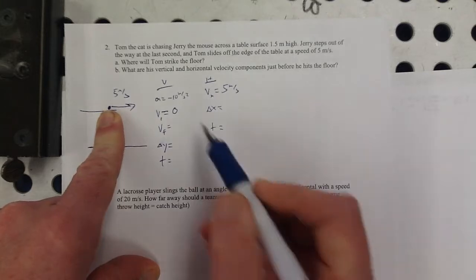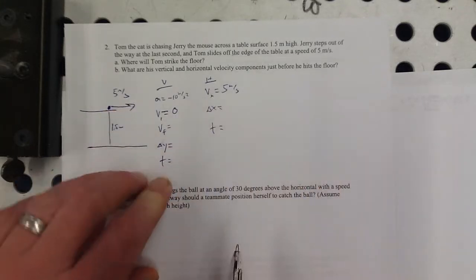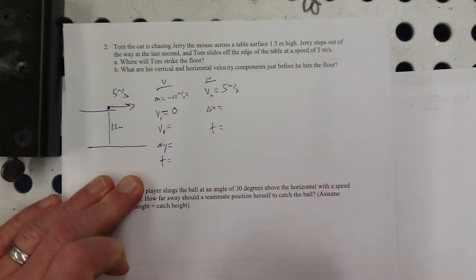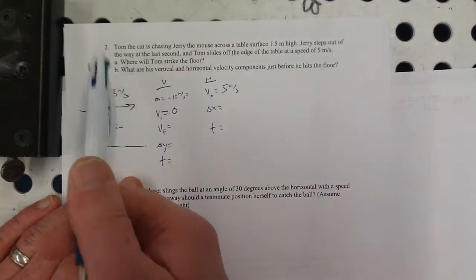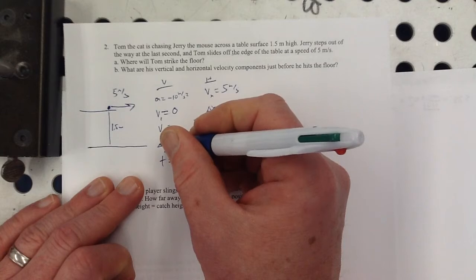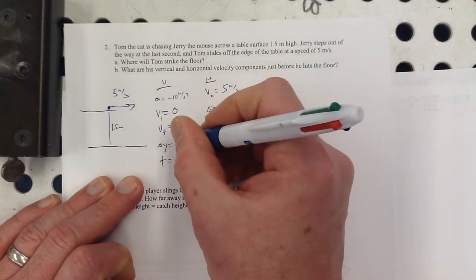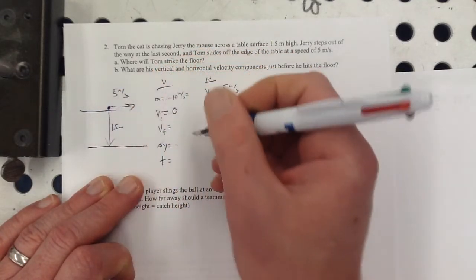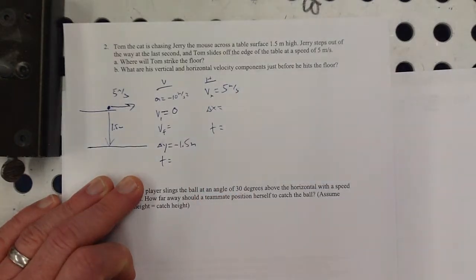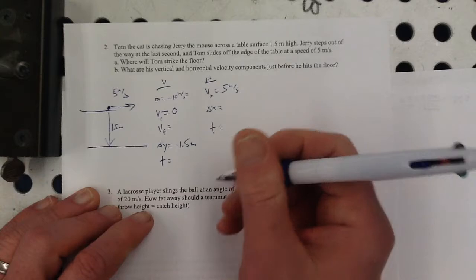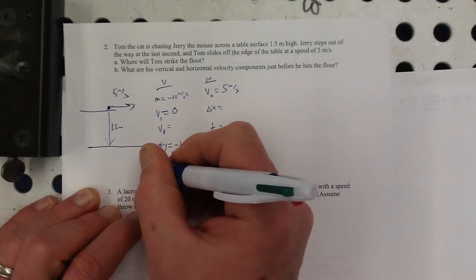If you got to launch at an angle, then you're going to break it up and put the sine and cosine pieces here. What's the final velocity? I don't know, but I think I'm going to need to find it to do B. For what's the delta y, it is negative, because he's going down, -1.5 meters.